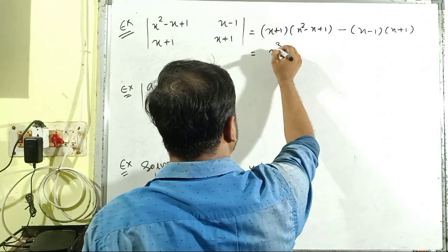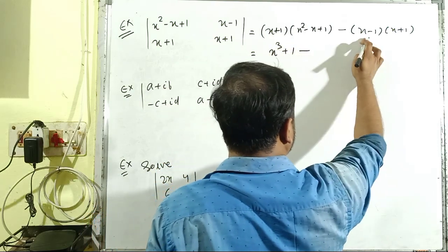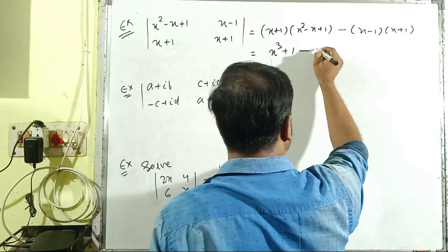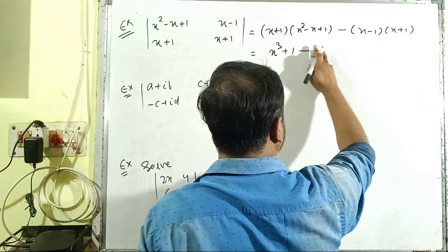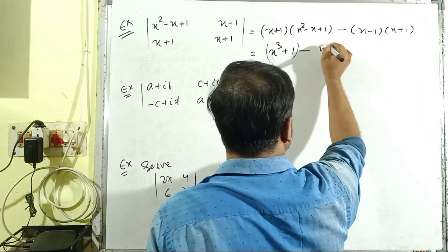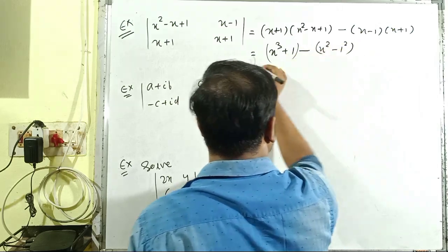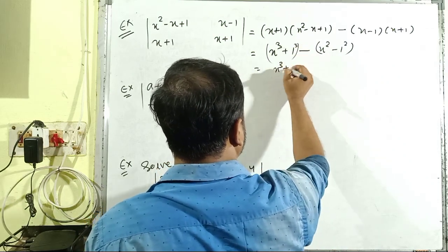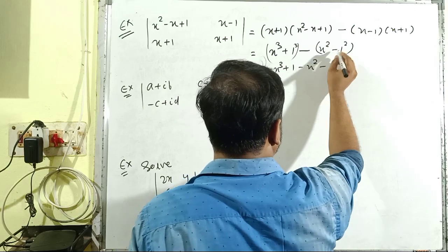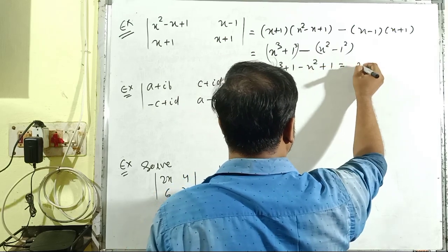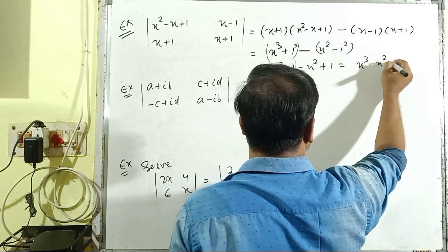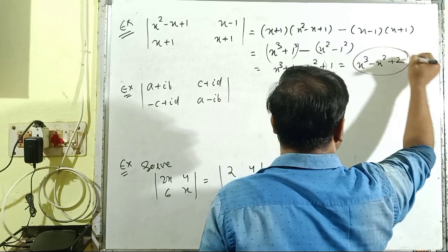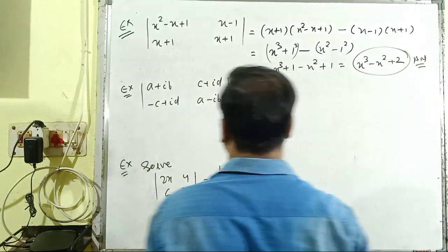Then it will be x cube plus 1 minus, it will be a plus b into a minus b, that means it is a square minus b square, that means it is x square minus 1 square. So let us solve it. X cube plus 1 minus x square, it is plus 1, that means the result will be x cube minus x square plus 2, and here it is the answer.